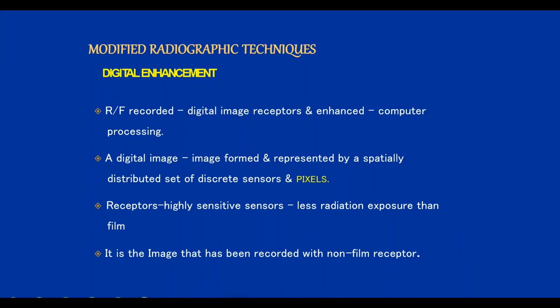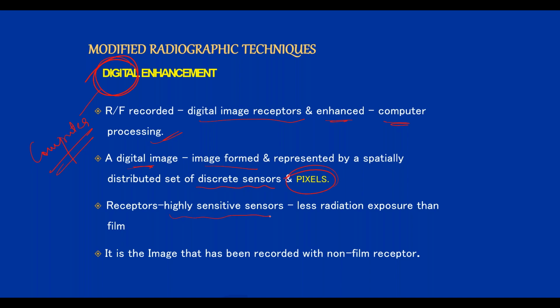Modified radiographic techniques. One is your digital enhancement. The radiograph is recorded digitally. Whenever the word digital is there, there is something related to the computer. You need to digitalize it. Now the radiograph is recorded, digital image receptors record it, and that is enhanced and computer processed. The digital image is formed and represented by a spatially distributed set of discrete sensors which are known as pixels.